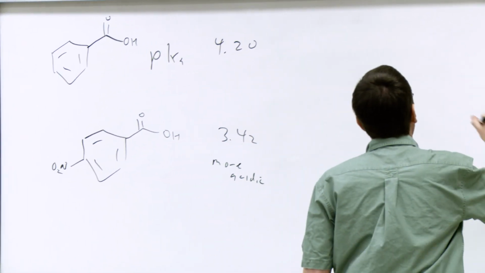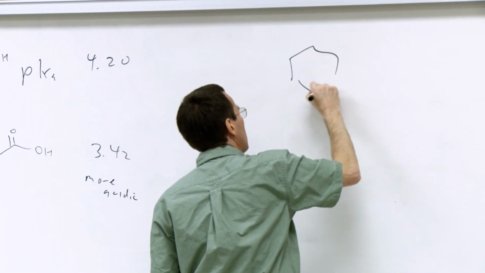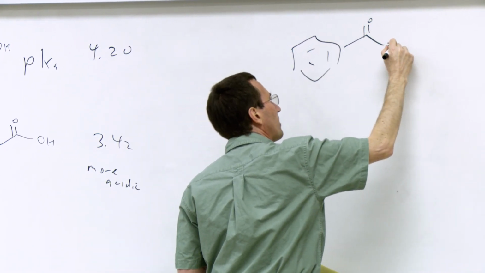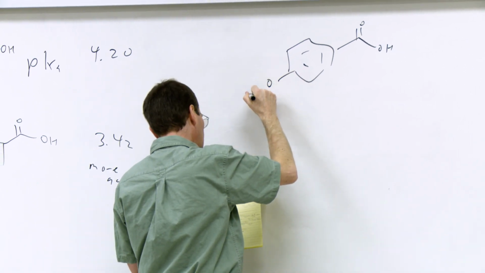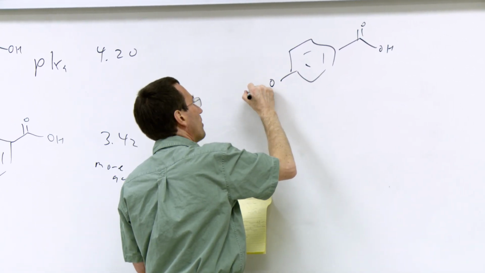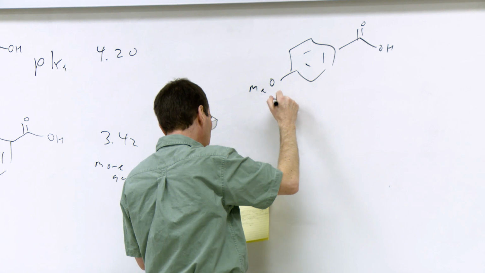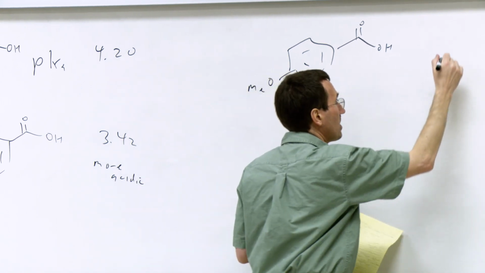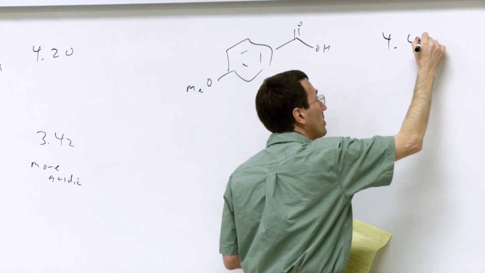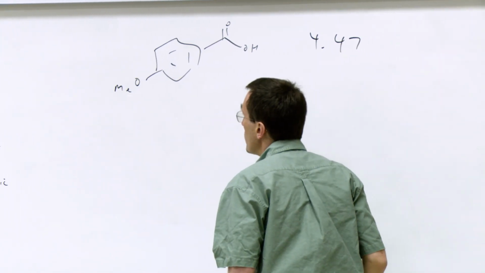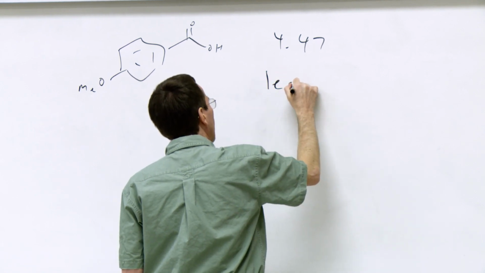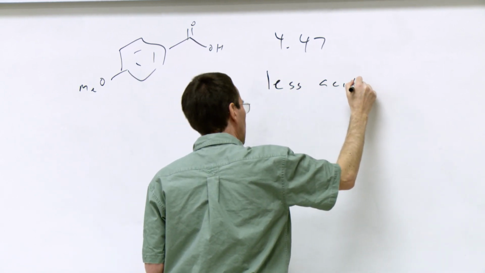If we put on an electron donating substituent, a para-methoxy group, you get the opposite effect. Para-methoxy is funny because it's both electron withdrawing inductively and electron donating by resonance, but often it predominates as an electron donating effect. So the pKa is 4.47. It's less acidic.